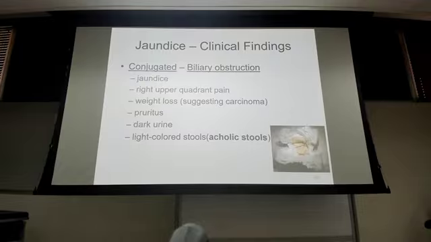So biliary obstruction proper: jaundice, right upper quadrant pain, weight loss, which could be carcinoma, pruritus, dark urine, and when we say light colored stools, that's acholic. So note this in the last slide. This is more specific for biliary obstruction. The other one is for just the flow of bile. This one's specific for biliary obstruction.